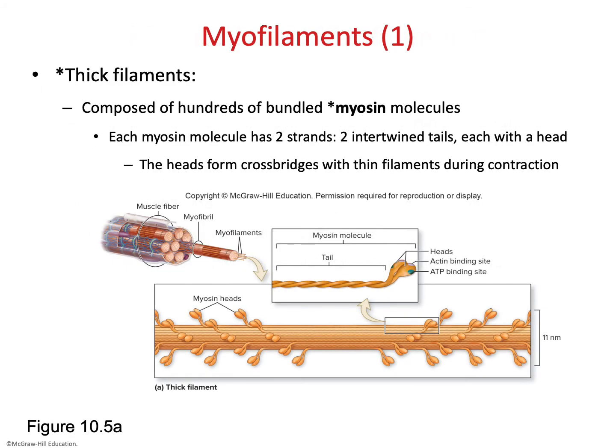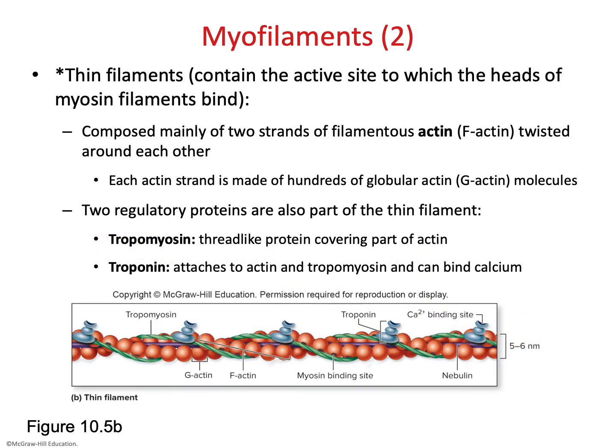Thick filaments are also known as myosin molecules, and each myosin molecule has two strands to them, a tail that's intertwined, and then a head. They look almost like golf club heads. Those heads are important because they form a connection with the thin filaments during contraction. The heads can actually move up, attach to the thin filaments, and then pull on those thin filaments as the thin filaments slide past them. So thick filaments are myosin, and thin filaments are composed of actin. Actin is a thin filament.